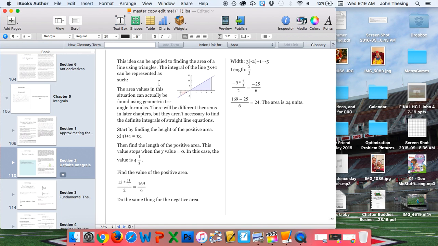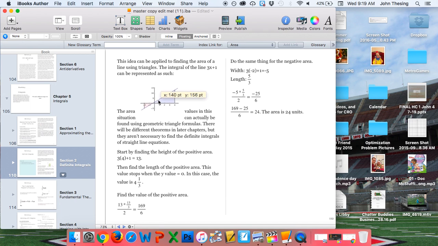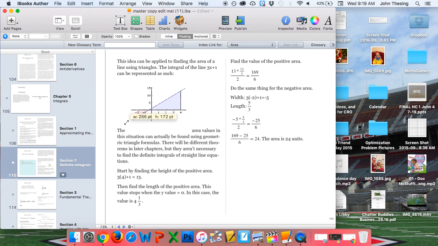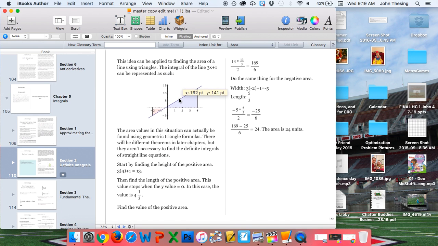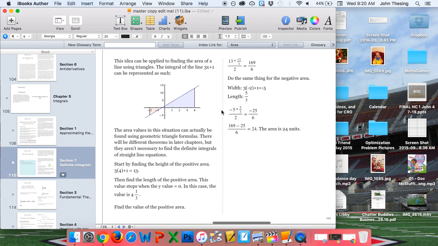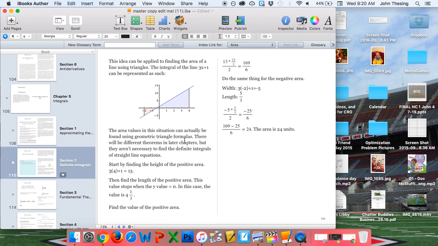So if you're going to show the picture, then what you'd want to do is drop the picture down there, maybe make it a little bigger. Or refer to the picture below, and then actually show the integral from -2 to 4 of 3x plus 1 dx. And say, hey, that is depicted in the picture below, where blue is positive, red is negative. The area values in this situation can actually be found using geometric triangle formulas. Good. There will be different theorems in later chapters, but they aren't necessary.